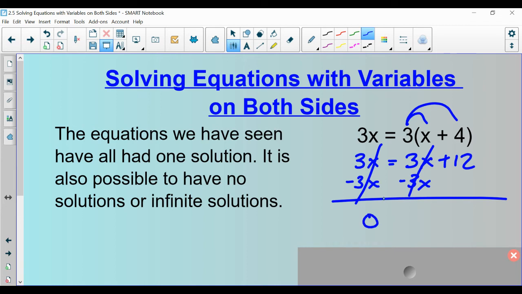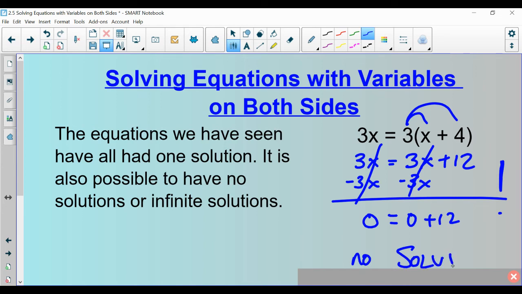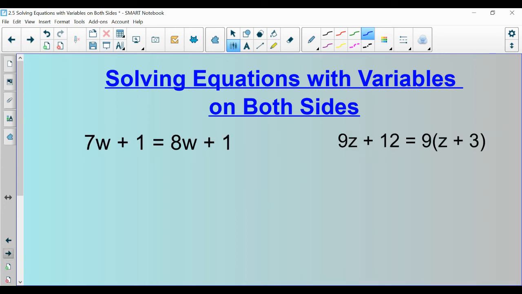What you end up with is 0, right? Because 3x minus 3x is 0, is equal to 3x minus 3x is 0 plus 12. This type of statement here should make you go, aha, right? This is no solution. Never works, right? 0 does not equal 12. Therefore, there is no value of x that makes this a true statement. A couple more examples, thinking along those lines.